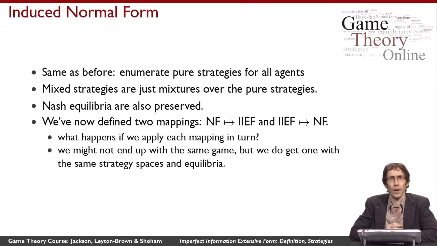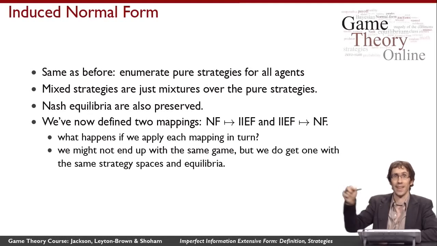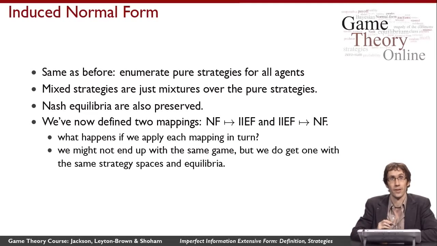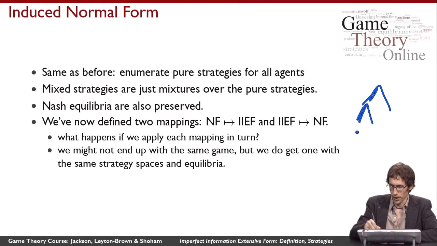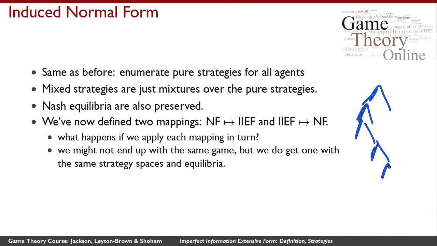Now, lastly, you might wonder what happens if I take both of these transformations that I've shown you and I apply them together. So for example, I could start with an imperfect information extensive form game, make it into a normal form game, and then make that back into an imperfect information extensive form game again. So you might wonder, do I end up with the same game? And the answer is no, I won't, because I might have a game tree which is pretty deep. It could have all kinds of different equivalence classes. It could have all kinds of different sequential moves by the different players.